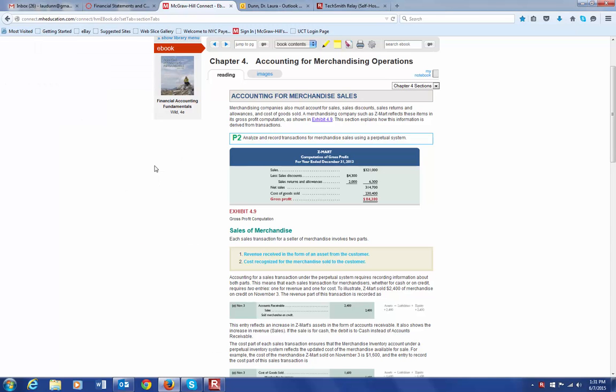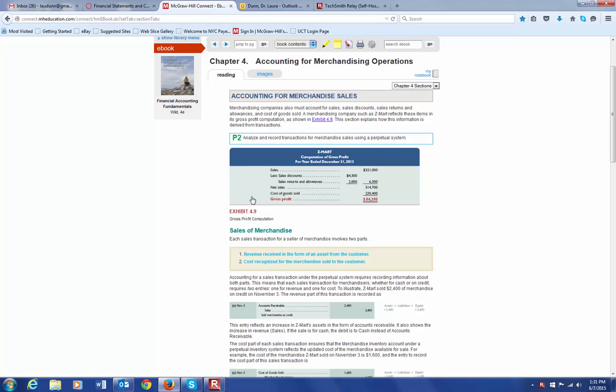Okay, now we're going to talk about how to account for merchandise sales. So you've purchased the merchandise, you have recorded the purchases, any transportation costs you're responsible for, you've recorded any returns and allowances, but now you're selling the merchandise. How do we handle that from an accounting standpoint?